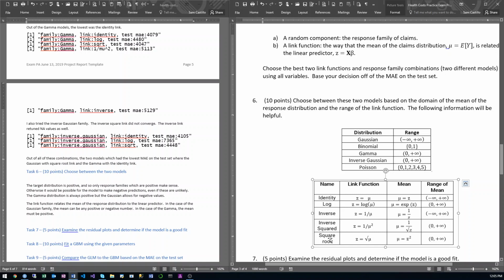If you use a square root link, then mu is equal to z squared, and the square of a number is always positive. Technically, the square root doesn't have one inverse; it could be plus or minus the square root of z. But in this case, we're only considering the positive part.